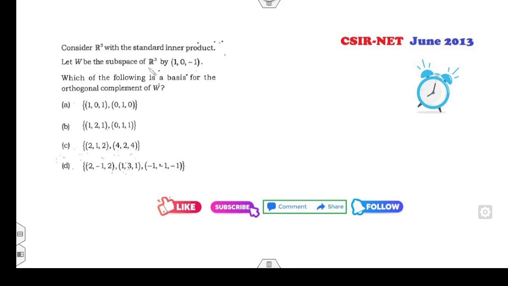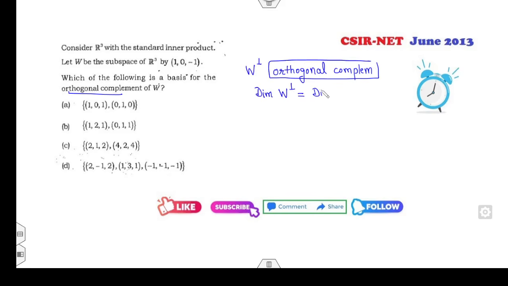Consider R cube. W is the subspace spanned by the orthogonal complement. Always remember, students, whenever there is a concept related to orthogonal complements, denoted by W perp, always find the dimension. The dimension of the orthogonal complement is the dimension of the vector space minus the dimension of W. In this particular example, V is R cube, dimension is 3, and it is spanned by a single element, so the dimension is 1.